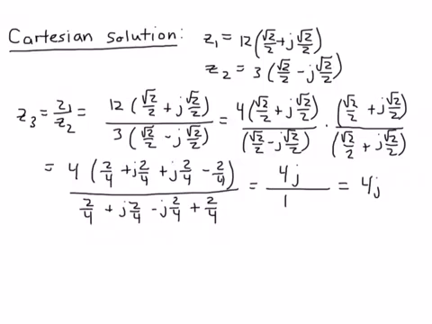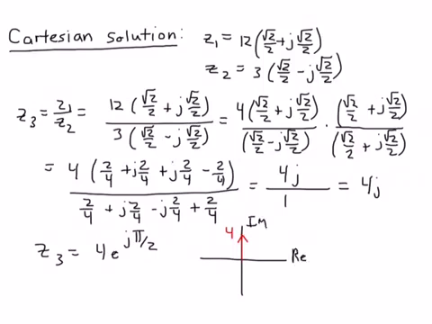Now remember from the previous slide I got z3 is equal to 4e to the j pi over 2. If I draw it in the complex plane, it was here at 4j, because that's the imaginary axis and that's the real axis. So I've gotten exactly the same answer as I got using the polar form.